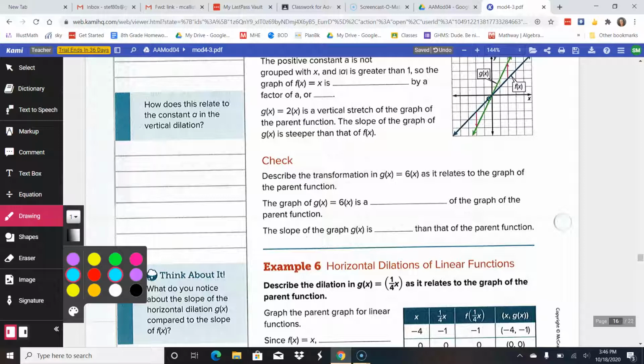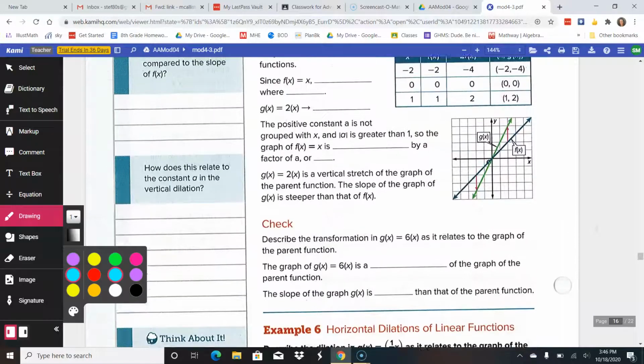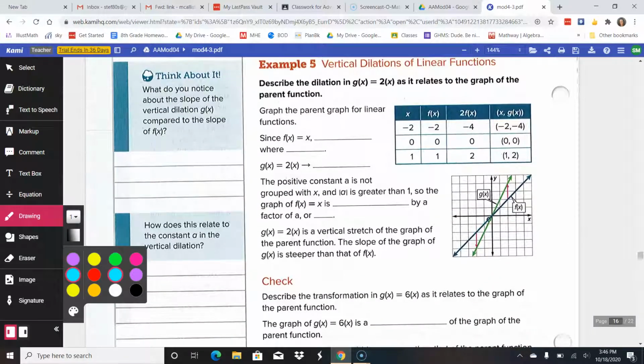So if I'm looking at g of x equals 2x, now if I look at that in relation to what f of x looks like. Now, hang on one second. I want to show this on the desk. Well, this will be fine here. Here's my f of x, my parent function right here. Here's my g of x. Now, 2 times x means I'm getting closer to that y. It's going to go in that direction a lot faster, okay? I'm stretching it vertically. It's going towards this y-axis a lot faster.